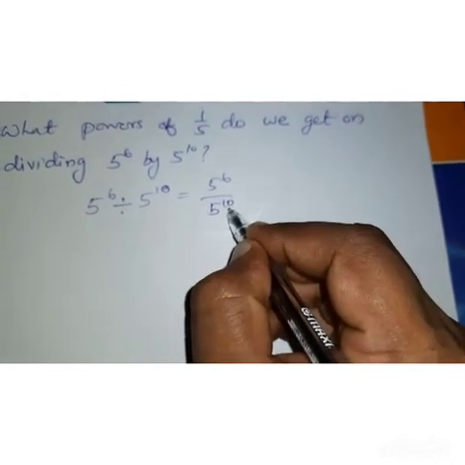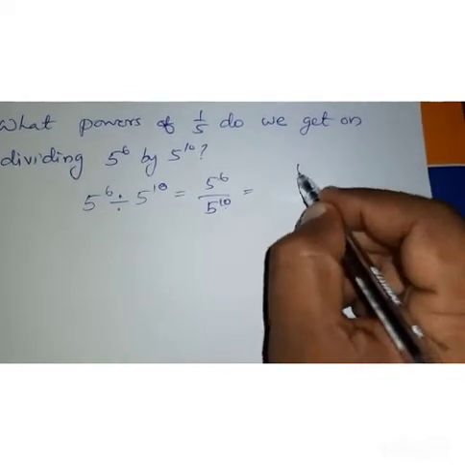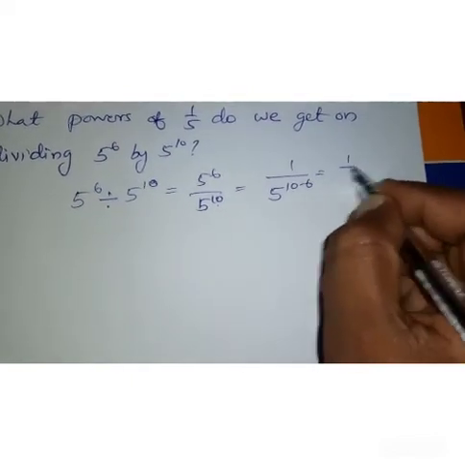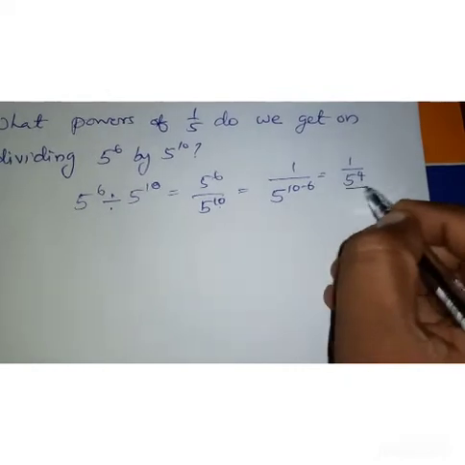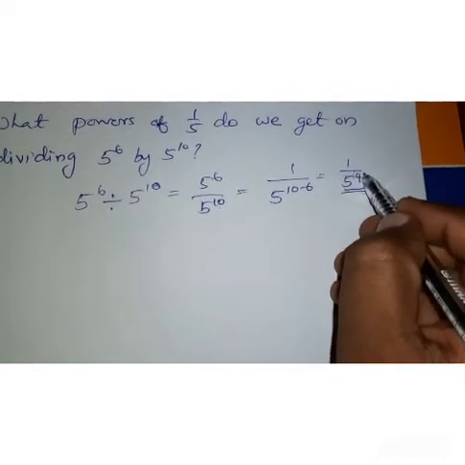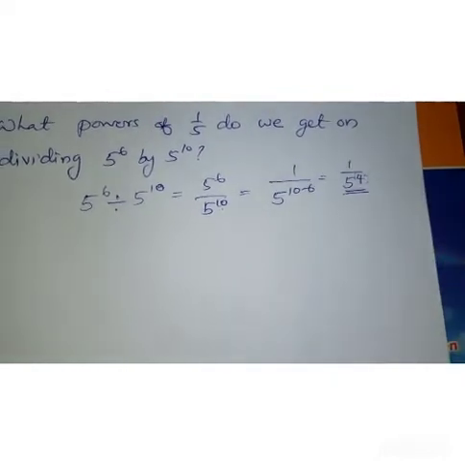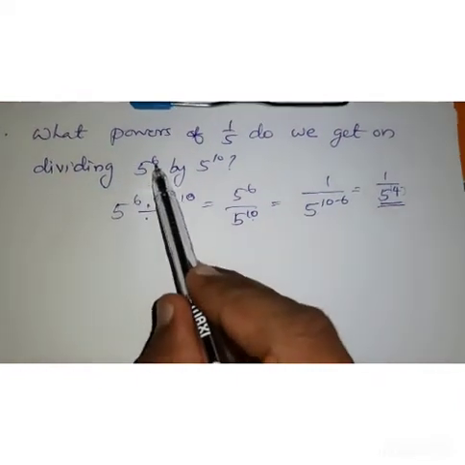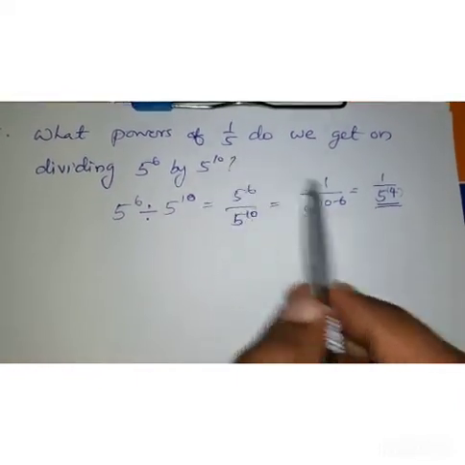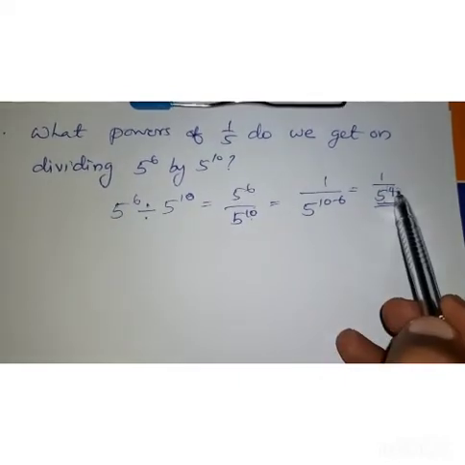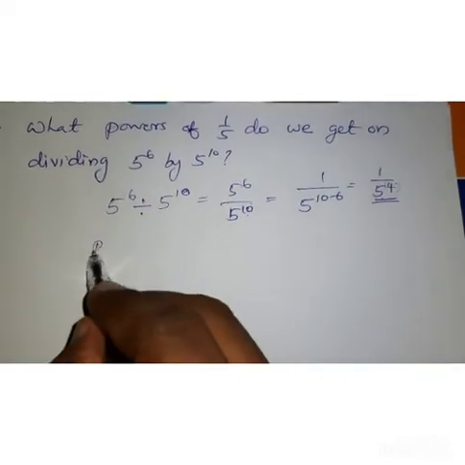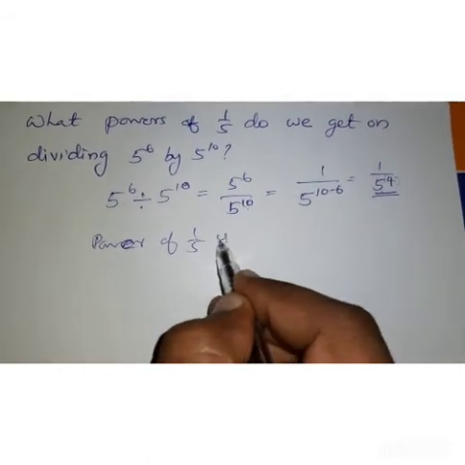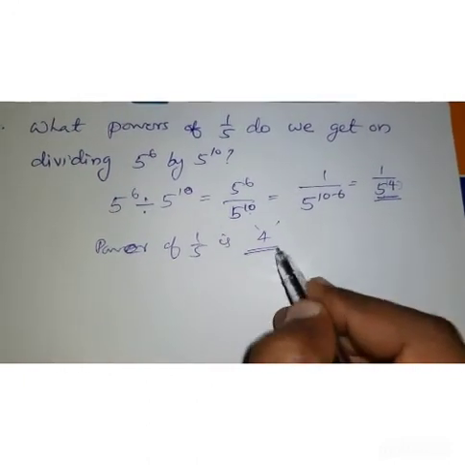So here the bigger number is below. So it is 1 divided by 5 raised to 10 minus 6. So you are getting 5 raised to 4. So what is the power? It is 4. If you divide 5 raised to 6 by 5 raised to 10, the power of 1 by 5 is 4.